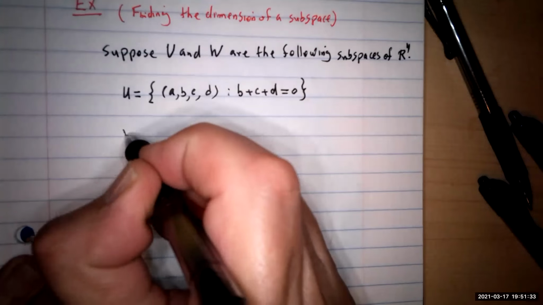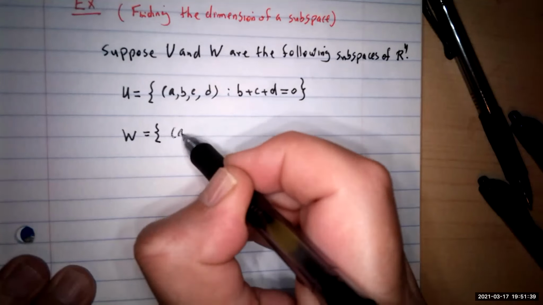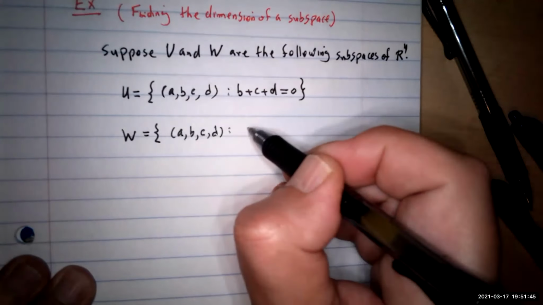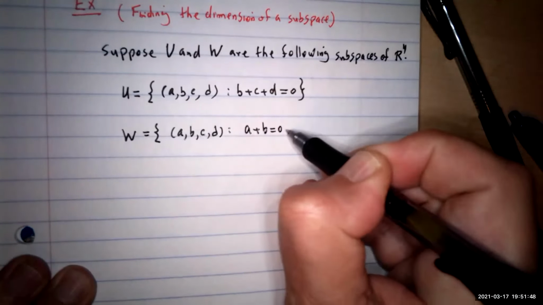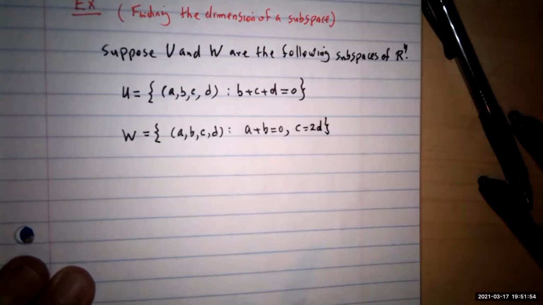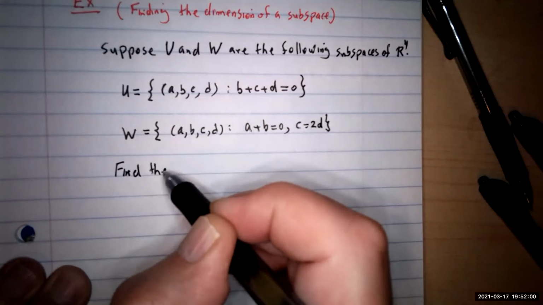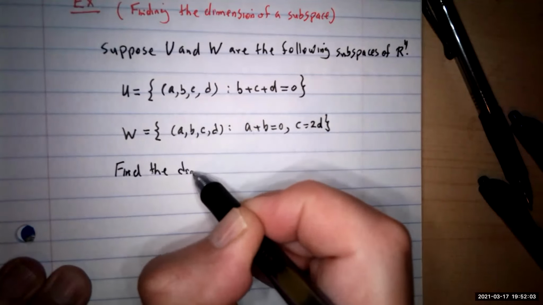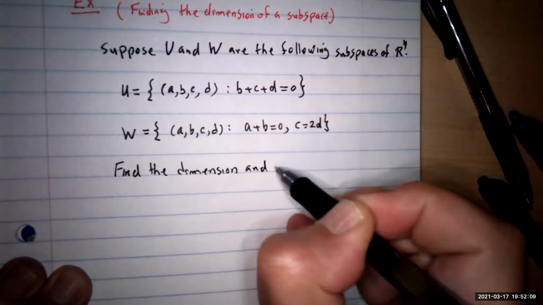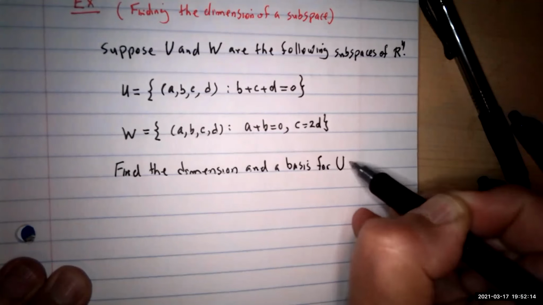What's going to be W? W is going to be all the members (A, B, C, D) with the condition that A plus B is equal to 0 and C is equal to 2D. So what do you want? You want to find the dimension of each subspace, and a basis of course, a basis for U and W.